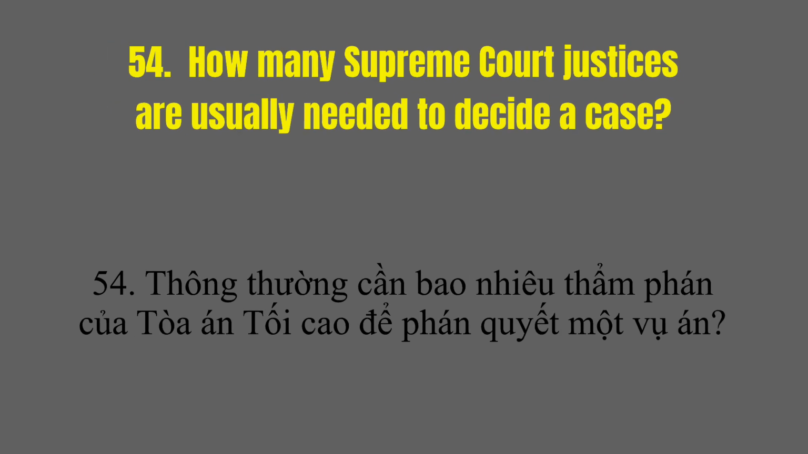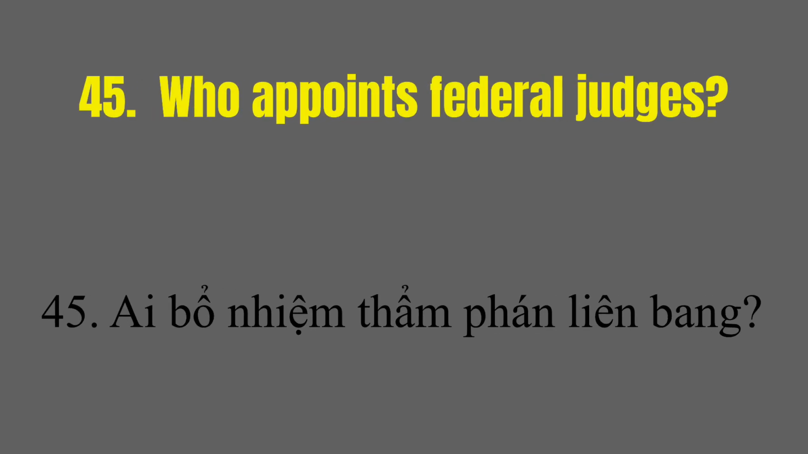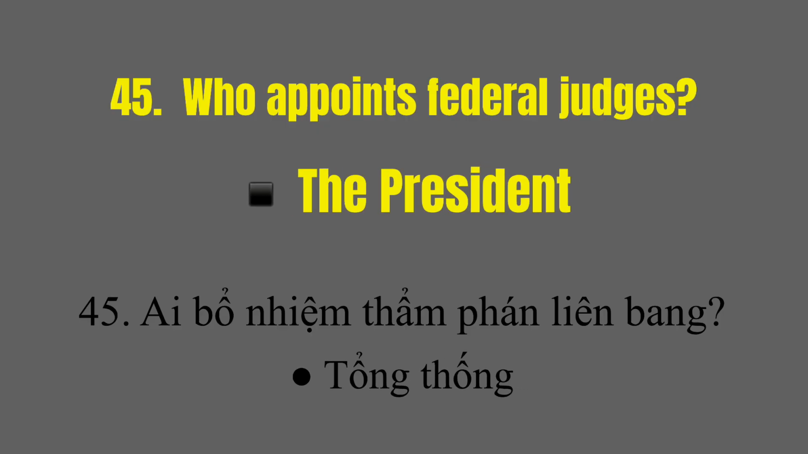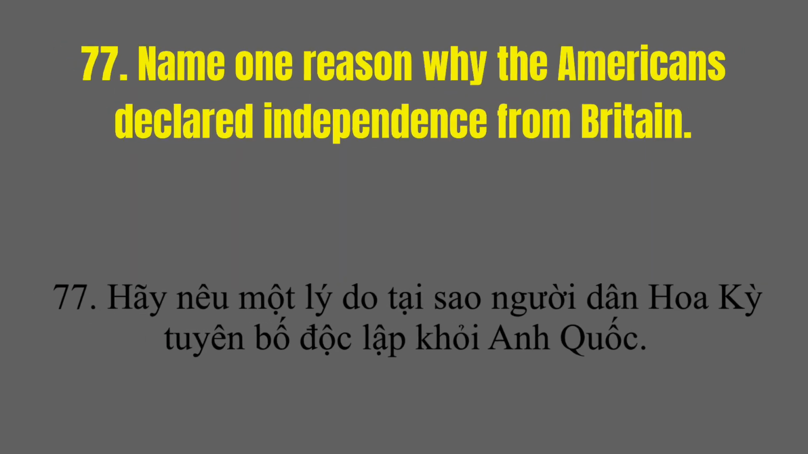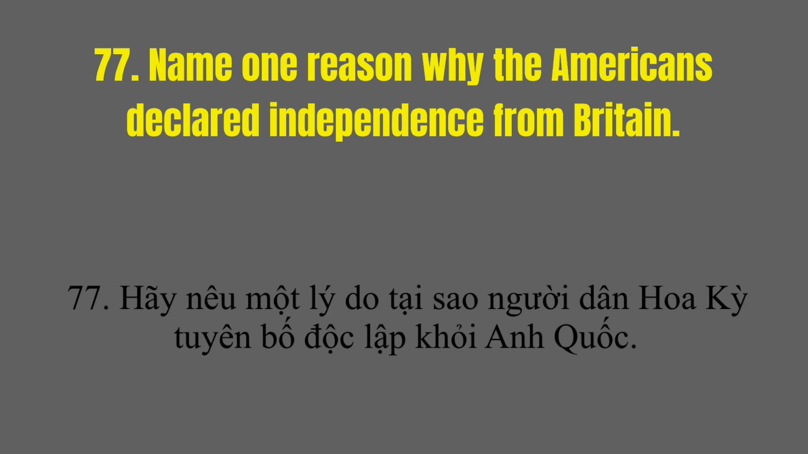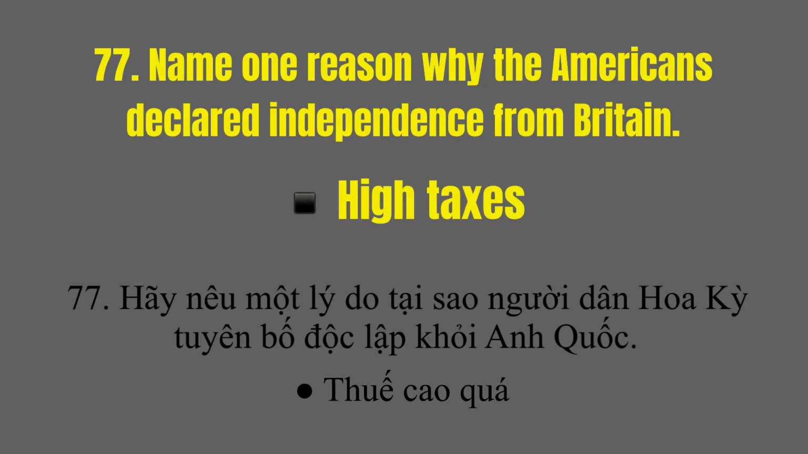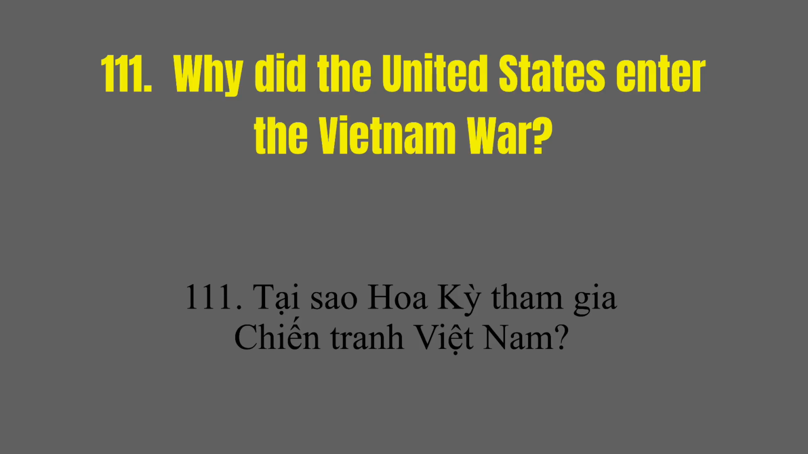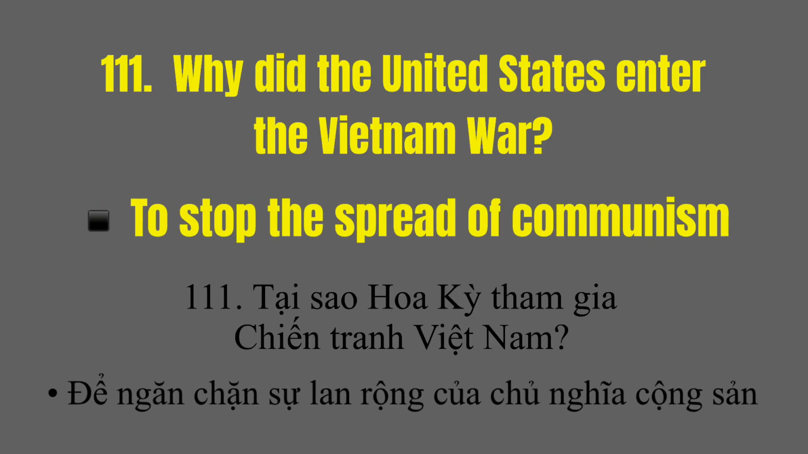How many Supreme Court justices are usually needed to decide a case? 5. Who appoints federal judges? The President. Name one reason why the Americans declared independence from Britain. High taxes. Why did the United States enter the Vietnam War? To stop the spread of communism.